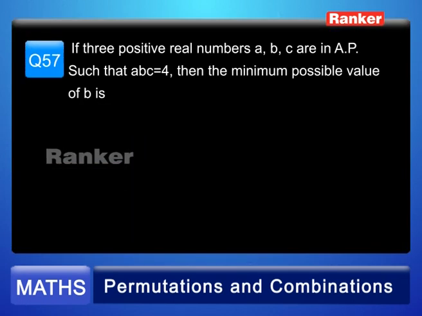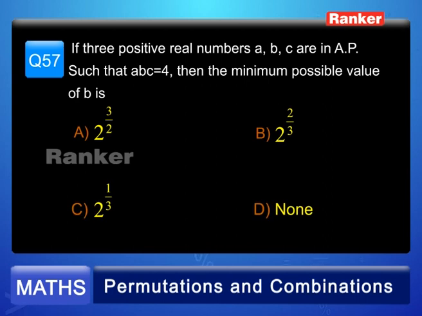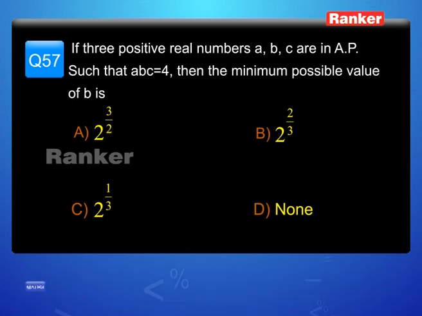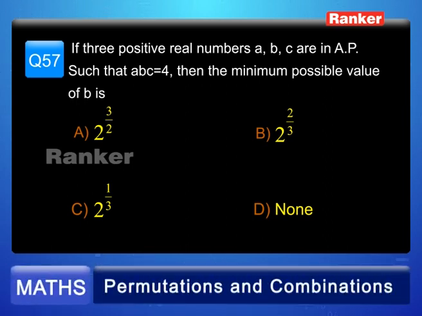This is the time for us to go through the next question, that is question number 57. In this question, if three positive real numbers A, B, C are in AP, such that the product ABC is 4, then the minimum possible value of B is, he is asking us the minimum value of B. What is that?